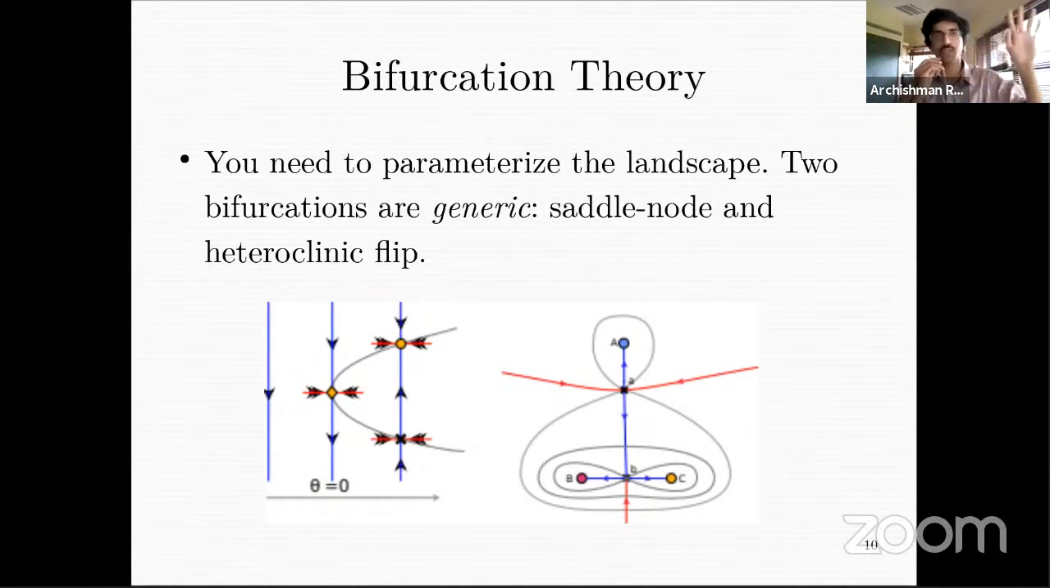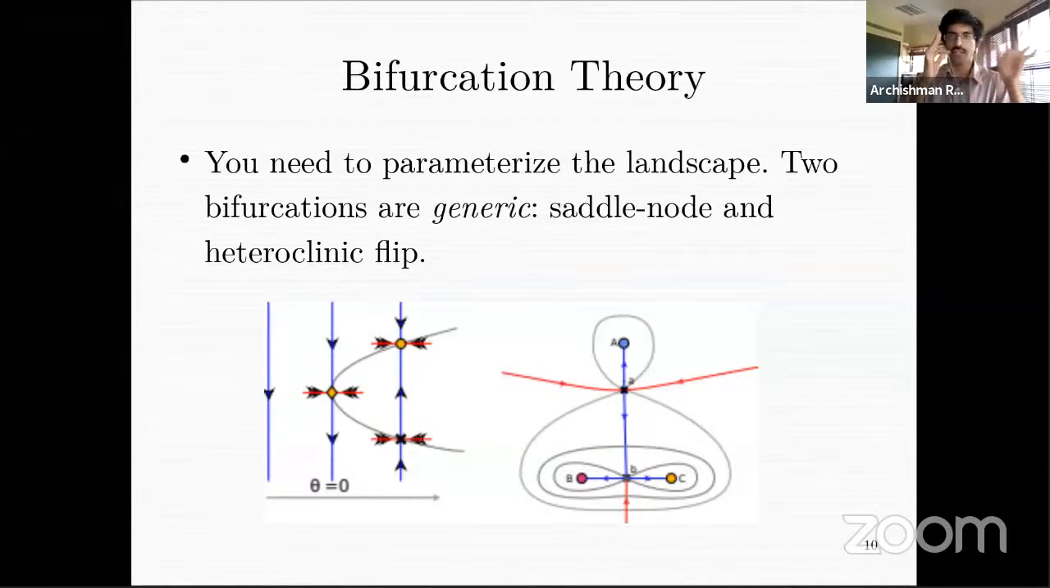Again, just to point out, so far I've made no reference to the actual equations. This is generically from dynamical systems. But this condition allows you to really classify different kinds of ways that my landscape could change. And the heteroclinic flip is also important from a biological perspective.